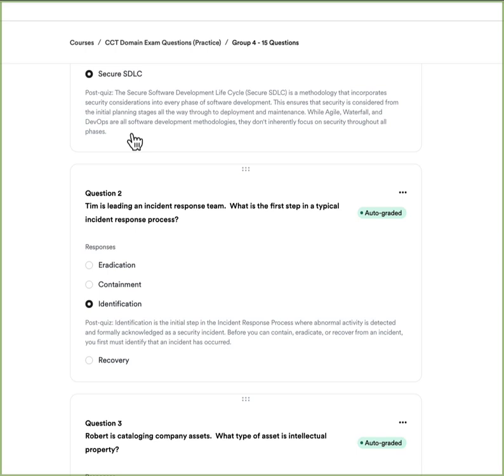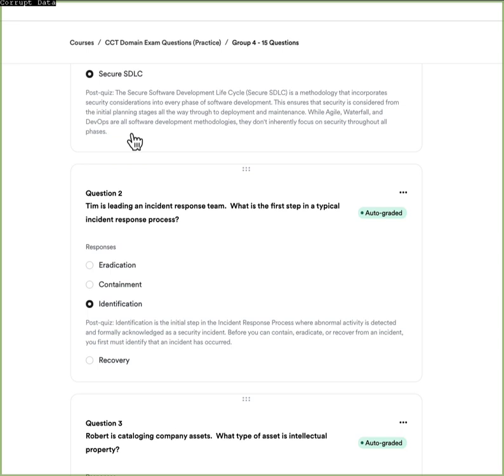Question 2. Tim is leading an incident response team. What is the first step in a typical incident response process? A, eradication. B, containment. C, identification. Or D, recovery. What is the first step in a typical incident response process? And the answer is C, identification.